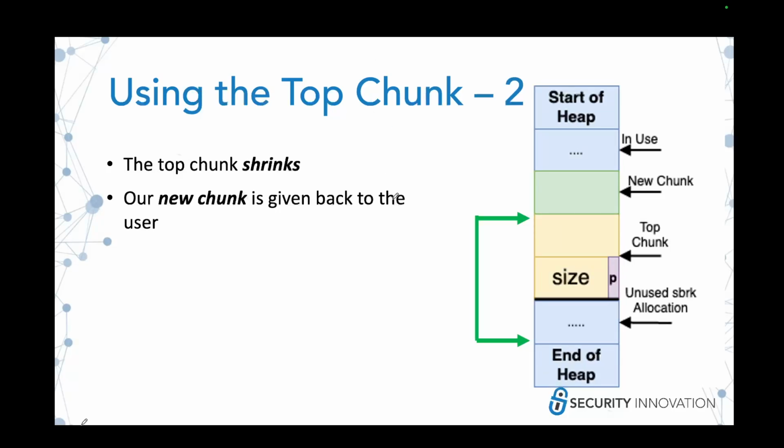The way that this works is it will shrink the top chunk, as you can see with the green arrows that got smaller. And when it does this shrinking, it creates this new chunk and gives that pointer to the user. And everything else is just the top chunk, once again.